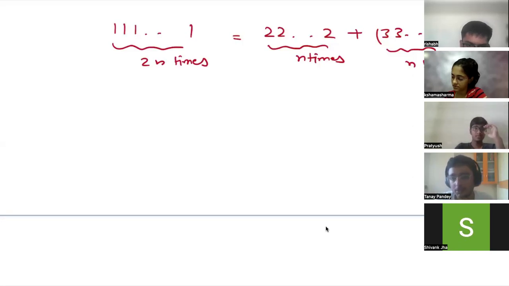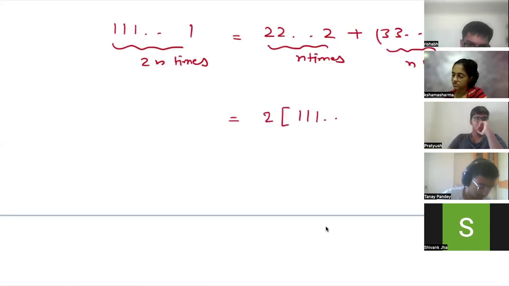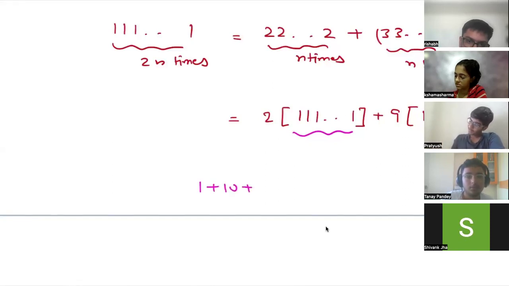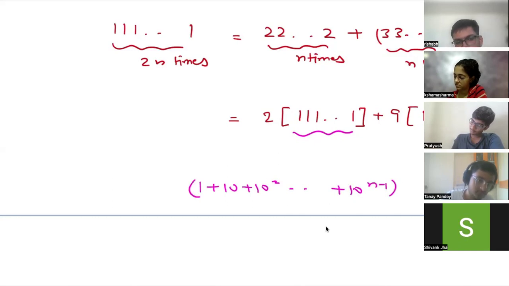See, for any of the numbers like 3 or 2 or something, what we have to write is this: 2 if we take common out. So this is again a repunit number, and this is 9. This is 1, 1, 1, 1, 1, 1, a repunit number, right? Square of this. And what is the value of this? I just have to count it down. 1 plus 10 square up to 10 to the power n minus 1.